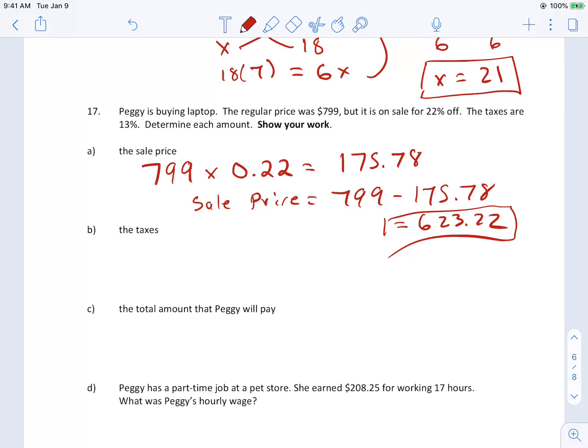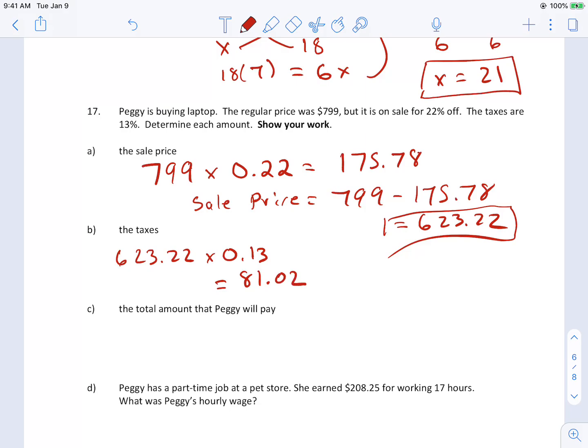Okay, the taxes here. So we have the taxes on our sale price, which is $623.22 times 0.13, which is our taxes, of course. So if we take a look at that, our taxes are about $81.02.